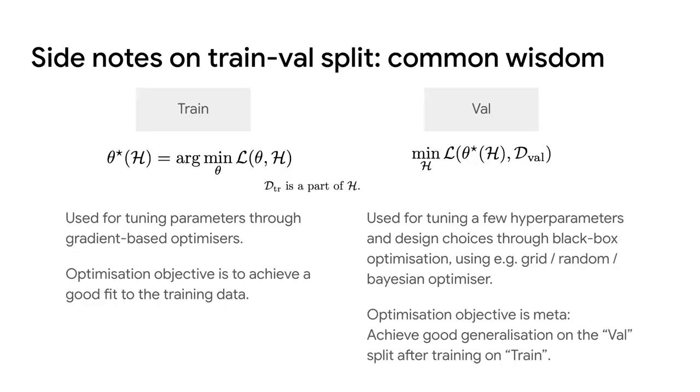So this is a side note on the split between train versus val. I'm going to talk about what the common wisdom is for differentiating these two, and what can actually happen with the train versus val if you're crazy enough to do something new. So this is basically the usual wisdom, which is that training is for training the parameters and validation is for validating hyperparameters and making design choices, which is more of a black box.